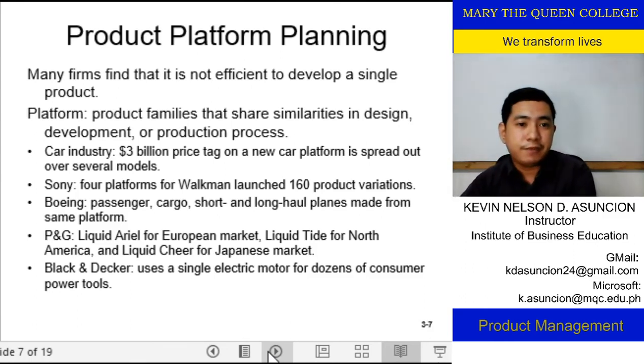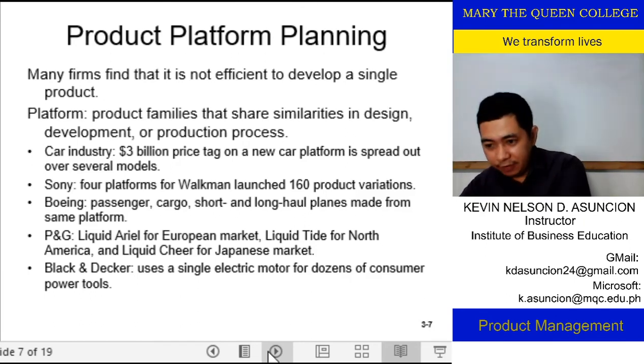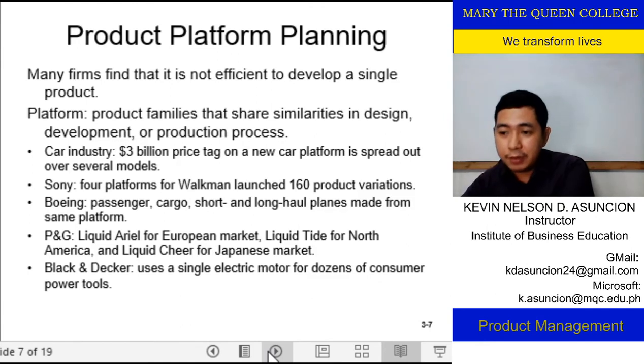So many firms find that it's not efficient to develop a single product. It's not efficient because first and foremost, different people have different needs, and they have different levels of preferences. So if you will be offering other products, that might be a good one, so that you can satisfy some other needs, or yung level ng needs na hindi nasa-satisfy ng isang product lang. No? So that's the idea.